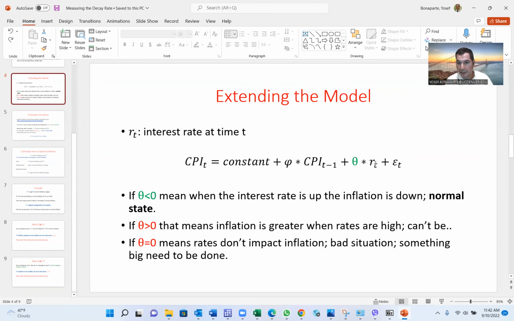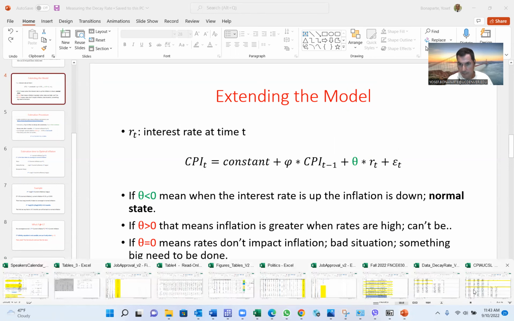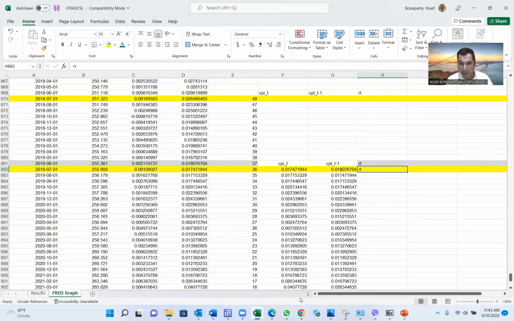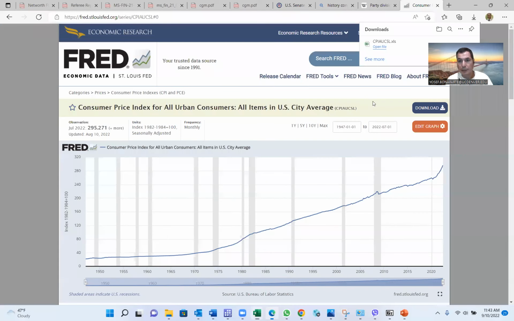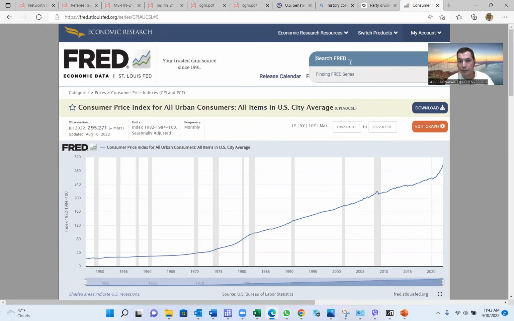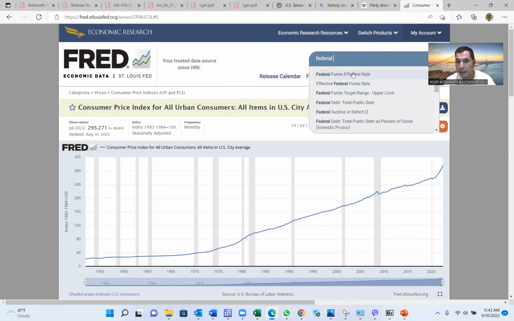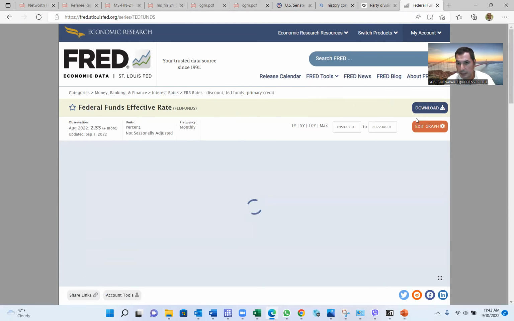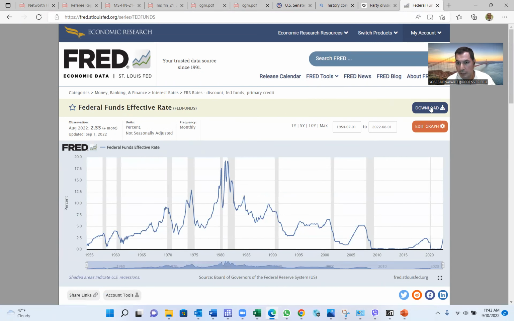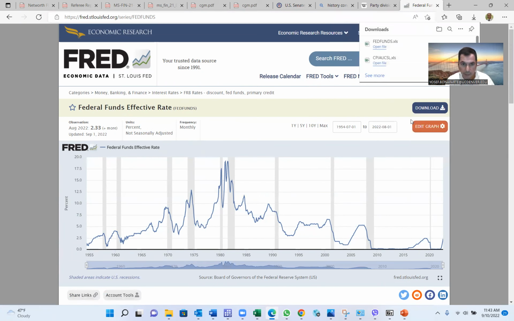RT. Now we know phi is greater than 1. The Federal Reserve have to be involved. That's a complete model. That's the one we're gonna use now. So we need to collect data about RT. It's the same. We're gonna go back to FRED, and we need to go to something called effective interest rate, federal funds effective rate. This one. And we need monthly. You download Excel and you open that.